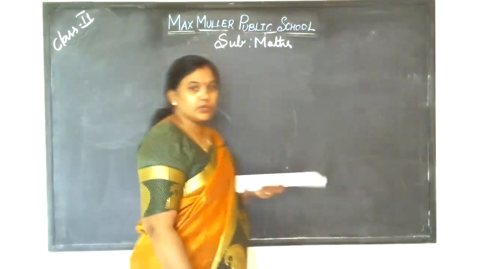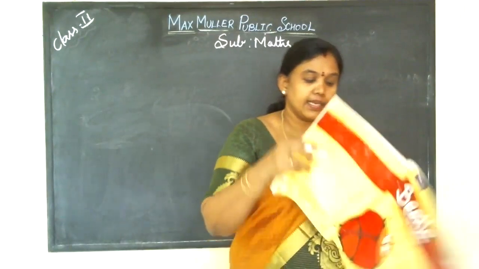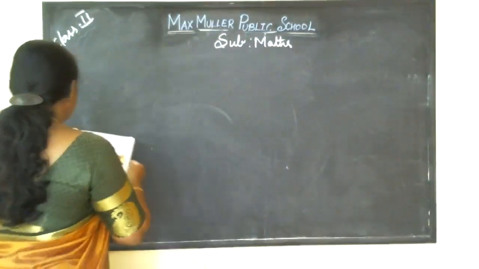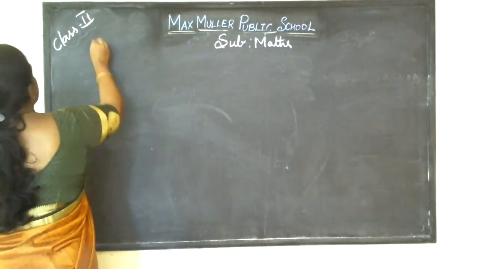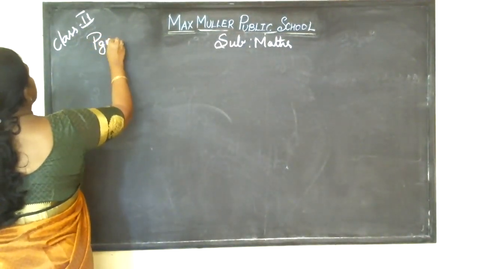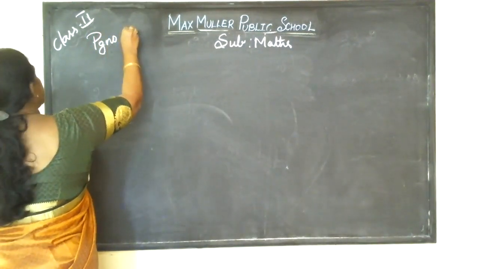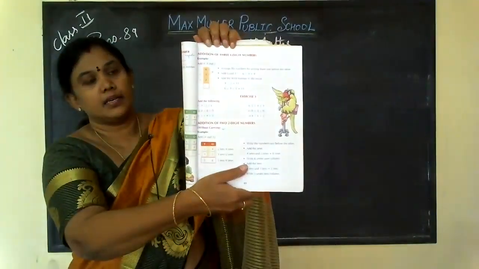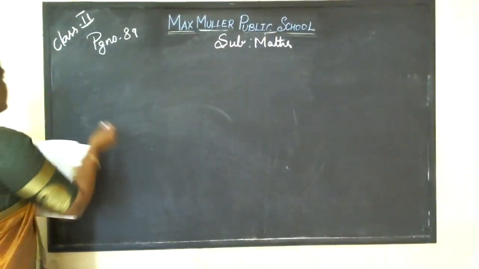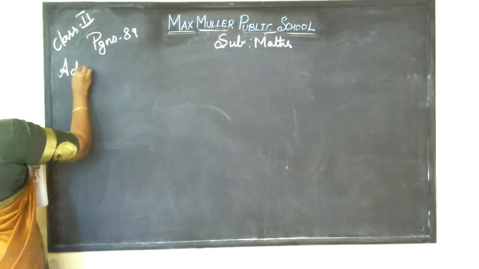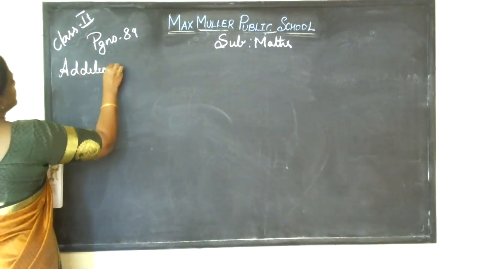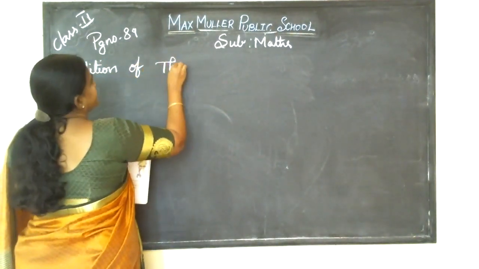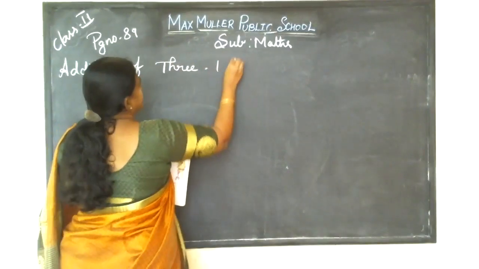Now open your textbook. Once again I am saying that exercise 2 we finished. Today we are going to start exercise 3, page number 89. See, page number 89. Addition of 3 1-digit numbers.